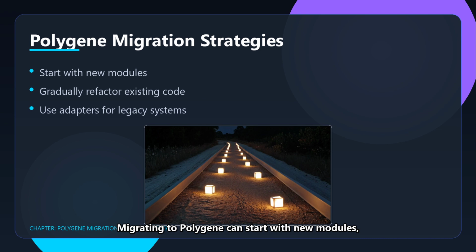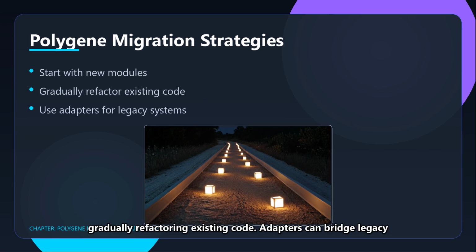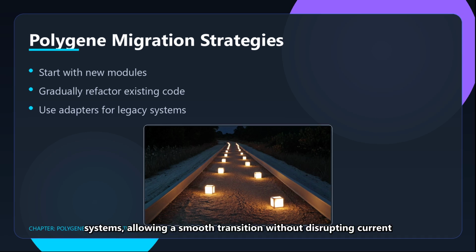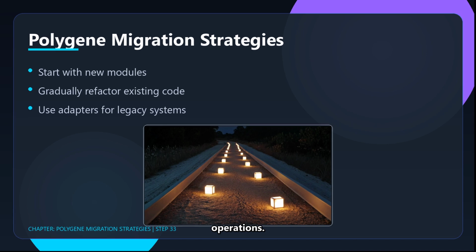Migrating to Polygene can start with new modules, gradually refactoring existing code. Adapters can bridge legacy systems, allowing a smooth transition without disrupting current operations.